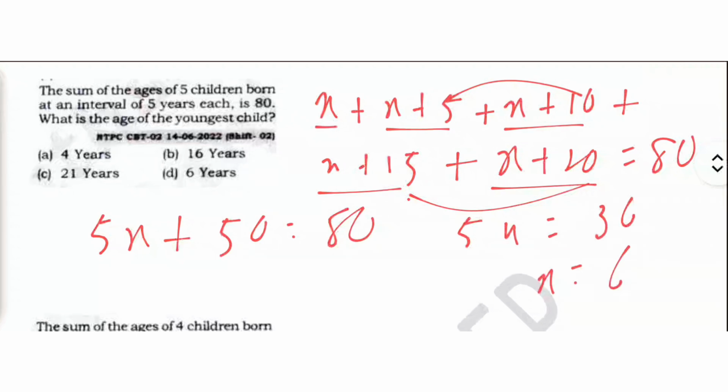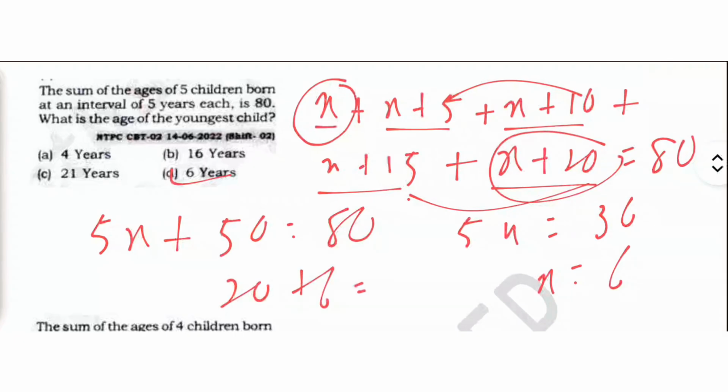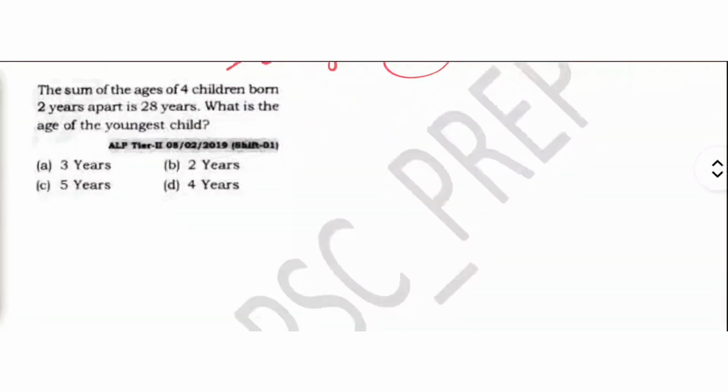If x is 6, what is the age of the youngest child? This is the youngest child. He is 6 years old. If they had asked what is the age of the eldest child, then it would have been 20 plus 6, that is 26. If they had asked about the second child, then it would have been 6 plus 5, that is 11. Like that, they can ask you anything.